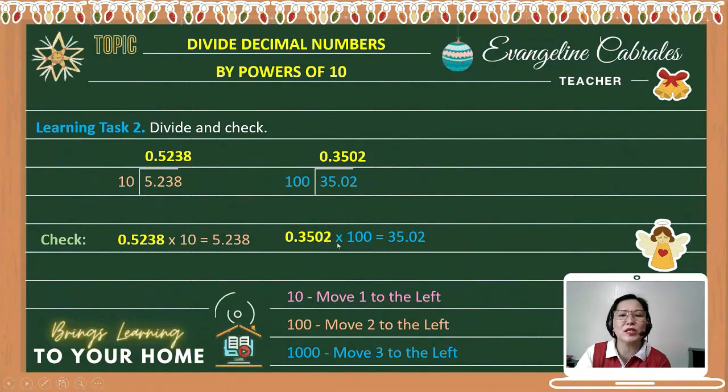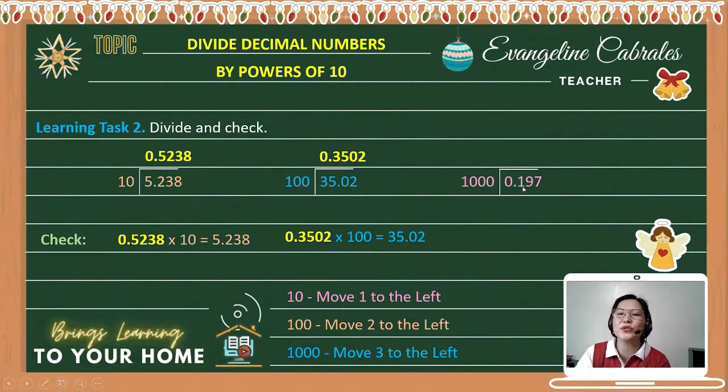How about the checking or check? 3,502 10,000ths times 100. Ilang beses papunta sa kanan? Dalawa. Kaya ayon, naging 35 and 200ths. Mula dito, 1, 2. Ayun, nasa pagitan na siya ng 5 and 0, kagaya ng nasa dividend.